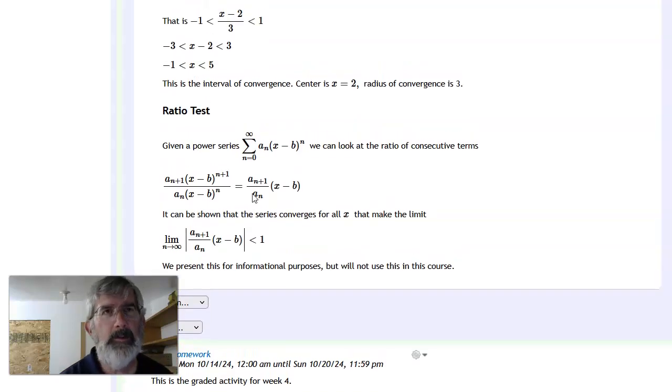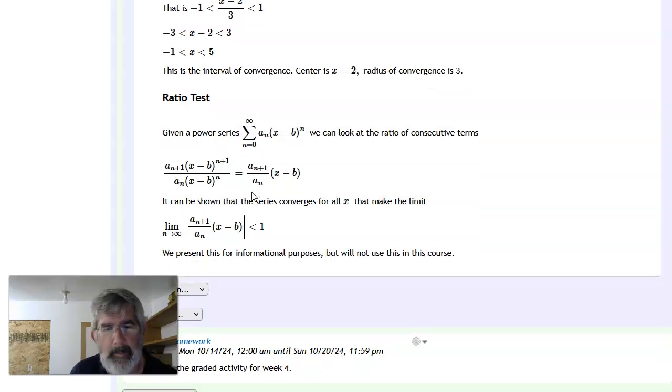We can do that for e to the x and cosine x and sine x, look at the ratio test on those and take the limit as n goes to infinity, and show that for every value of x, you can show that it is less than 1, and so it converges for all x.